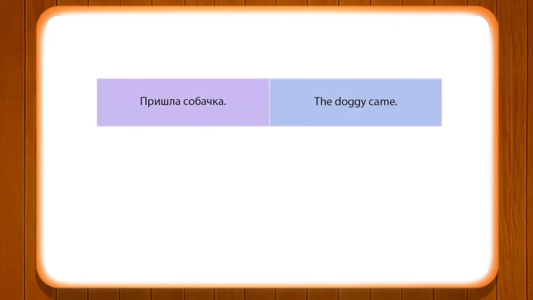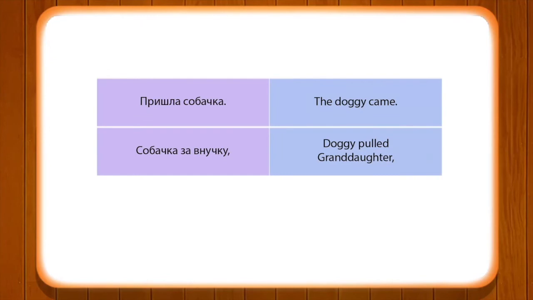Prishla sabachka. Sabachka is another form of sabaka, which we call laskavaya forma, that means an affectionate name, a name used to call with love. Prishla sabachka. So sabachka is sabaka, that means dog, or as in the English translation we have seen, doggy. The doggy came, and then it also tries to help them.